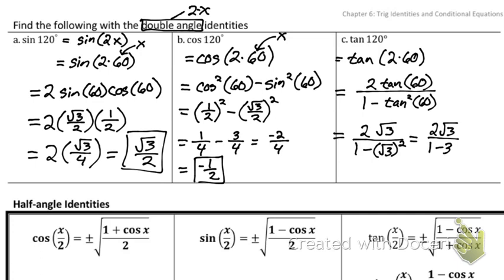Yes. All right, so that's going to equal 2 square root of 3 over 1 minus 3, which is going to be 2 square root of 3 over negative 2, which at the end is going to equal negative square root of 3.